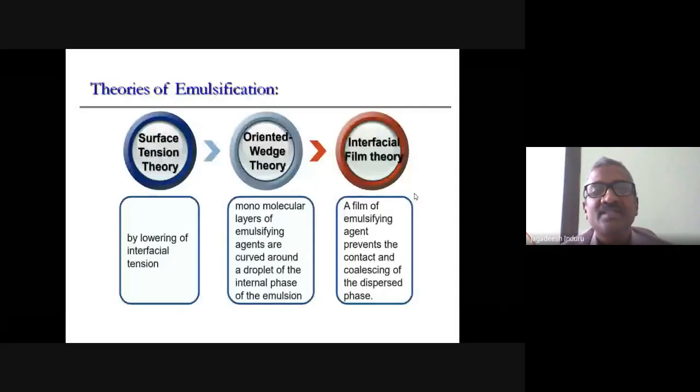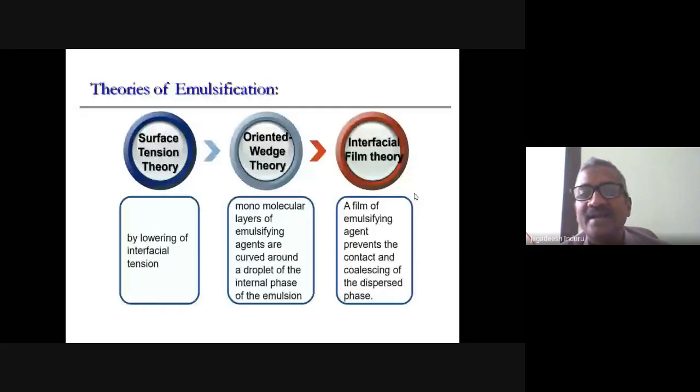Oriented wedge theory describes a monomolecular layer of emulsifying agent huddled around the droplet of the internal phase, which prevents coalescence. And interfacial film theory says a film of the emulsifying agent present at the interface prevents the contact and coalescence of the dispersed globules.